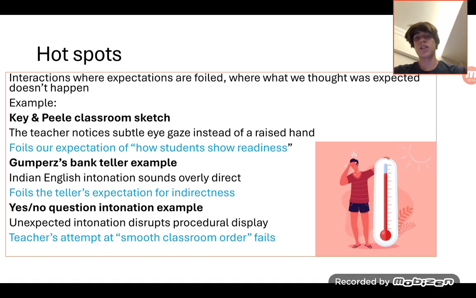Gumperz's bank teller example. Here, Indian English intonation sounds overly direct, but it foils the teller's expectation for indirectness. Then the yes or no type of question in the intonation example. Here, unexpected intonation disrupts procedural display, so the teacher's attempt at smooth classroom order fails.